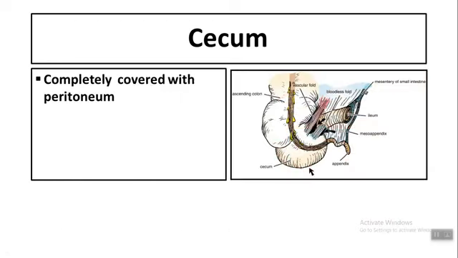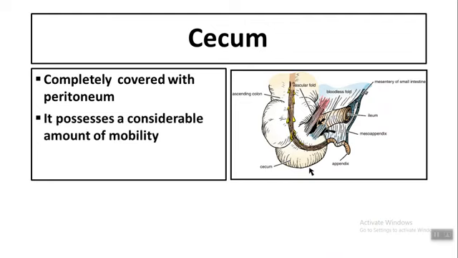The cecum is completely covered with peritoneum, which gives it a considerable amount of mobility, but it doesn't have a mesentery. Although it is completely covered with peritoneum and possesses a considerable amount of mobility, it doesn't have a mesentery.